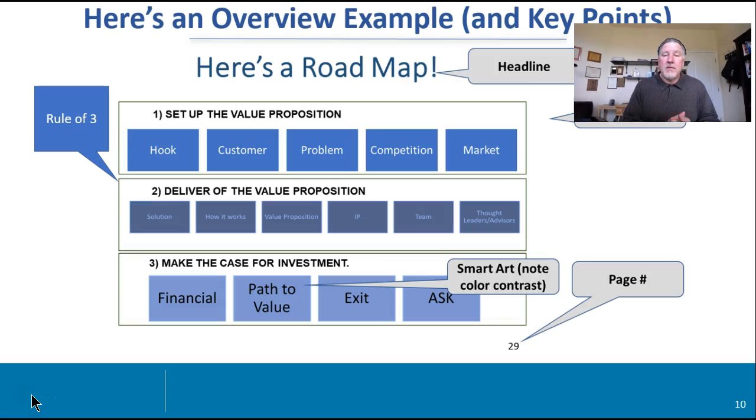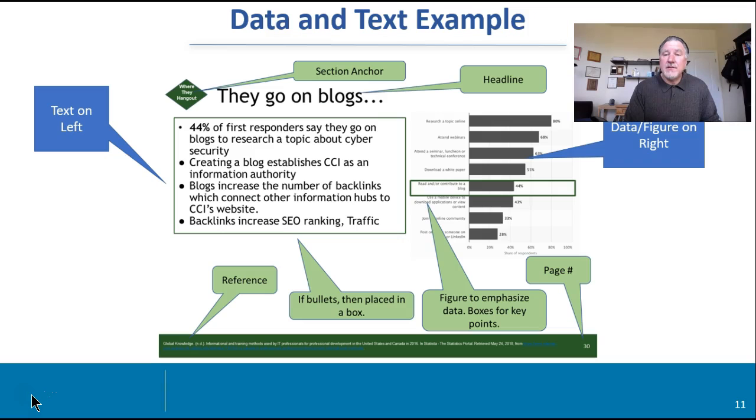Here's another one that we actually use in helping to find our pitches. And what I've done is I use the rule of 3 here. I have a lot of elements of what we call, in this cheat sheet, for setting up a pitch, but I set it up in terms of set it up, deliver it, and then make the case in terms of 3 buckets to work with. And then as you can see, the content that goes with each bucket. Notice how I've used the SmartArt and the color contrast. So we have the rule of 3. They have a headline, so we have here's the roadmap, and a page number.